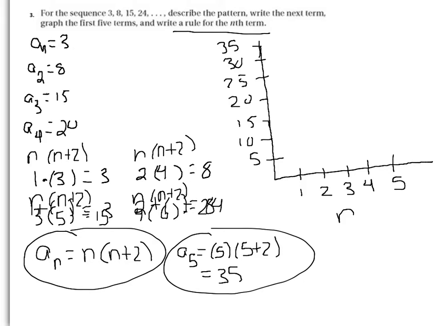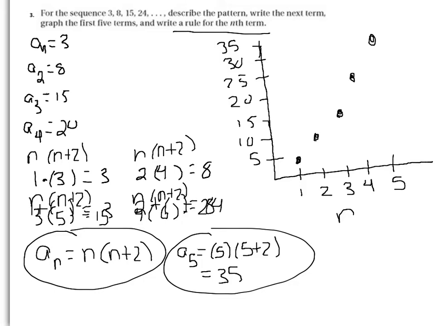Okay, so when n was 1, we got 3. So it would be about there. When n was 2, we got 8. When it's 3, we got 15. When it was 4, we got 24. When it was 5, we got 35. That's approximately what the graph is. You don't connect it. Okay? So we have to be able to try to figure out patterns.